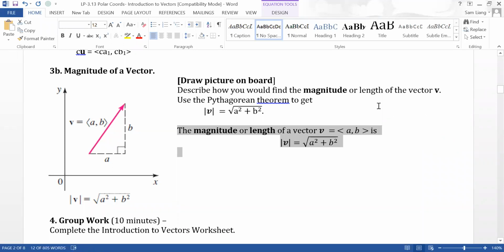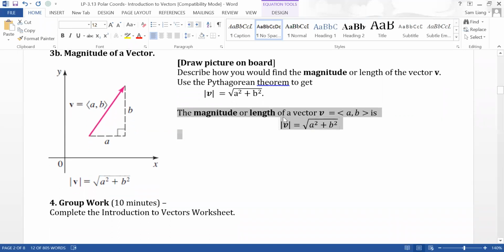This should remind you of when we were talking about the modulus of a complex number. If you remember, a few weeks ago, if we had a plus bi, then to find the distance to the origin, you just do the square root of a squared plus b squared. This is the exact same thing, because vectors, just like complex numbers, are two-dimensional. So you have a and b. Same concept. We're going to use the Pythagorean theorem to get this formula. Make sure you have that in your notes.